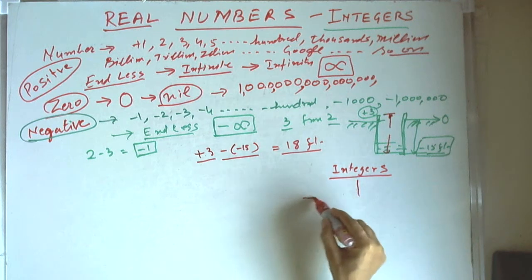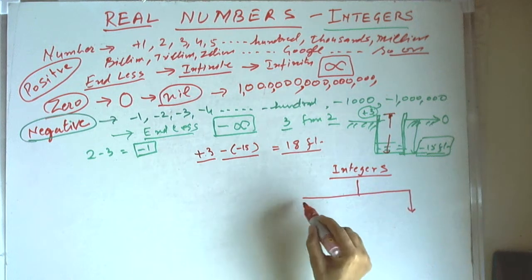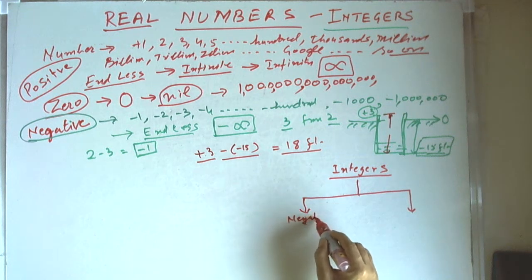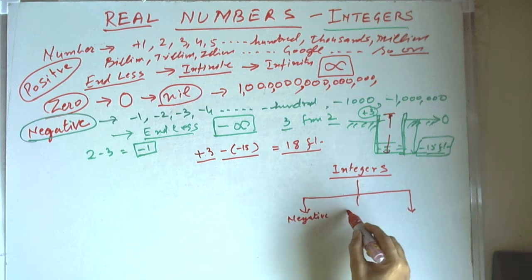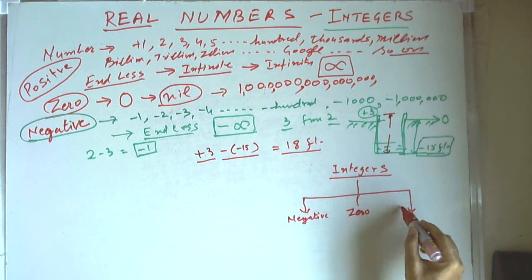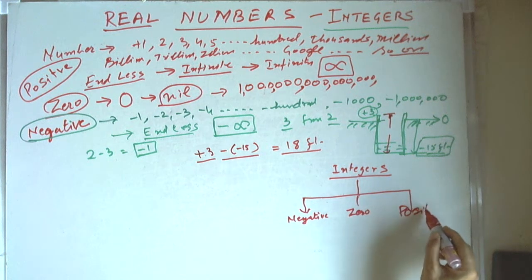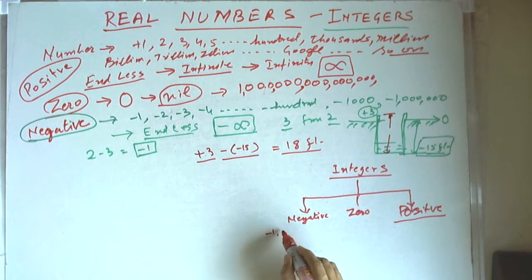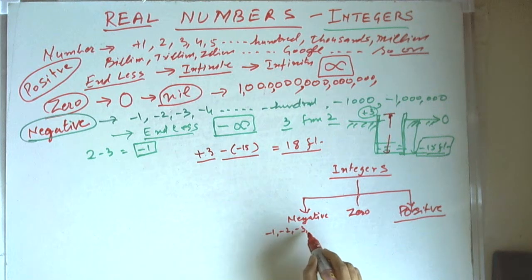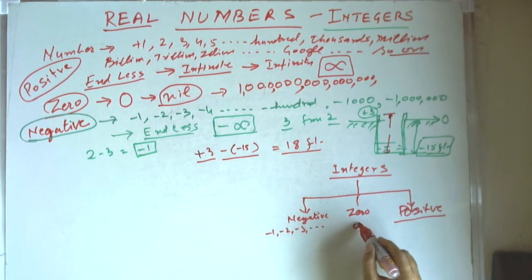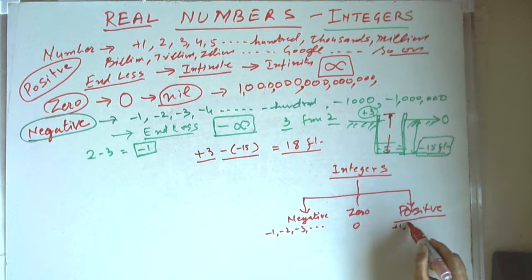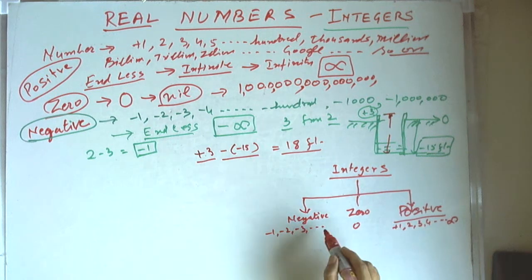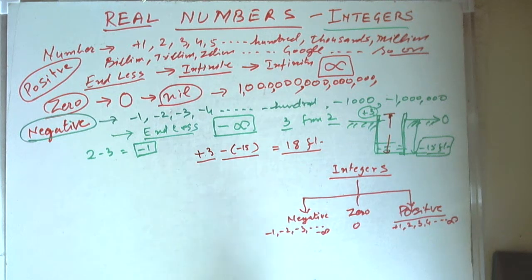So what we have is negative, then we have 0, and then we have positive. So this is minus 1, minus 2, minus 3 and so on. This is 0 and this is plus 1, 2, 3, 4 and so on, going up to infinity, and this is also going up to minus infinity.